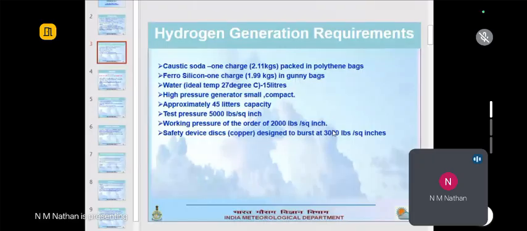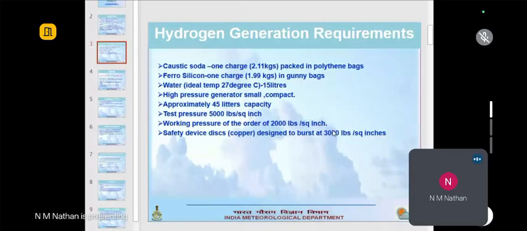Here the caustic soda will react with water, and then it will produce hydrogen gas, and the ferrosilicon will act as a catalyst. The entire process is an exothermic process. Exothermic means heat will be generated, and then the heat will go very high. In the next slide, I have that information, for very high temperatures.